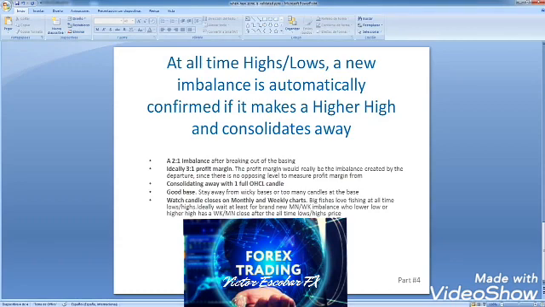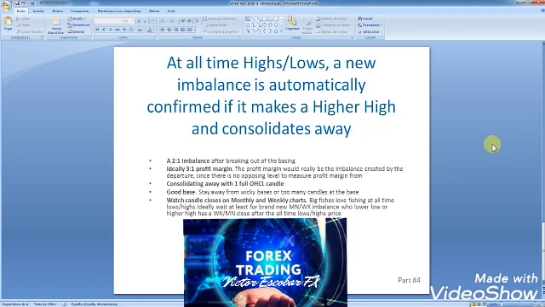Let's talk about a very important scenario that maybe some of you are struggling with. This is the scenario where the all-time highs and lows are printed. And the rules say that a new imbalance is automatically confirmed once it makes a high and consolidates away.